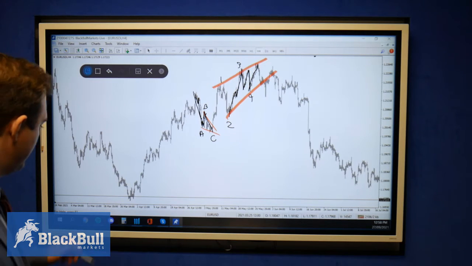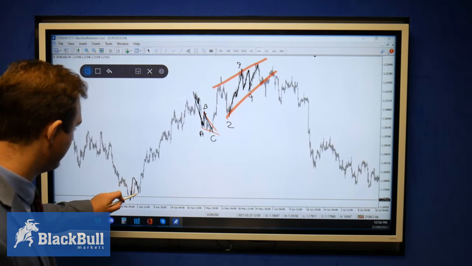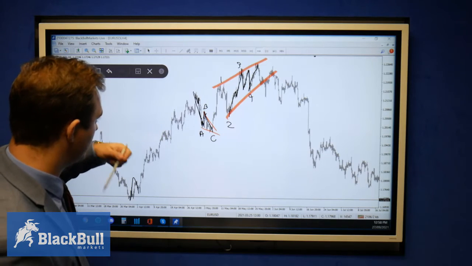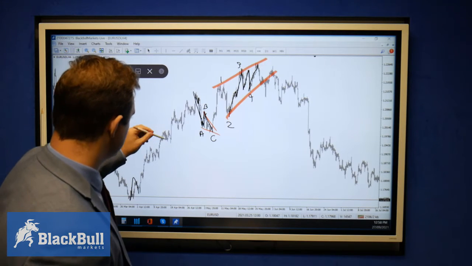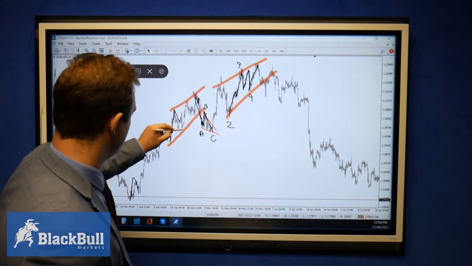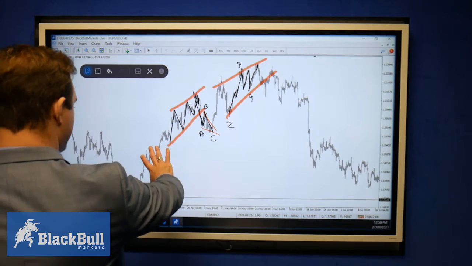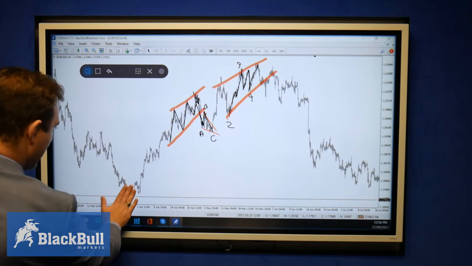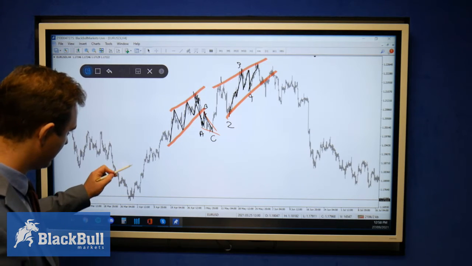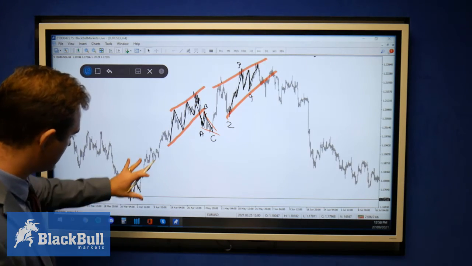All right, so let's first of all count 1, 2. We need to make sure that we don't break any rules. We see it getting smaller and smaller over here, so we can already start to assume that this is also going to be a leading diagonal. So we've got 1, 2, 3, 4, and 5 pushing up. Now we need another 3-wave structure in here. We need to keep in mind all the structures. We've got 1, 2. Now we need to make sure we've got a 3-wave structure.